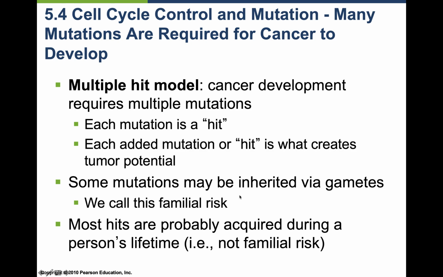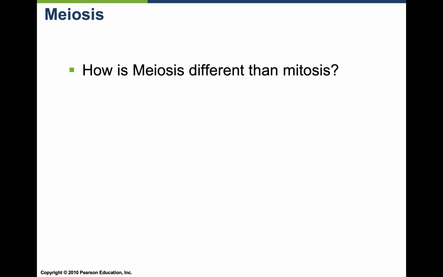What's more likely is that you inherit the possibility of having a mutation. Most hits are probably acquired during a person's lifetime, so not familial risk. Meaning that it's more likely you're exposed to things, you're not exercising, you're not eating well, you're not taking care of yourself. These are most likely the reasons that contribute to cancer.